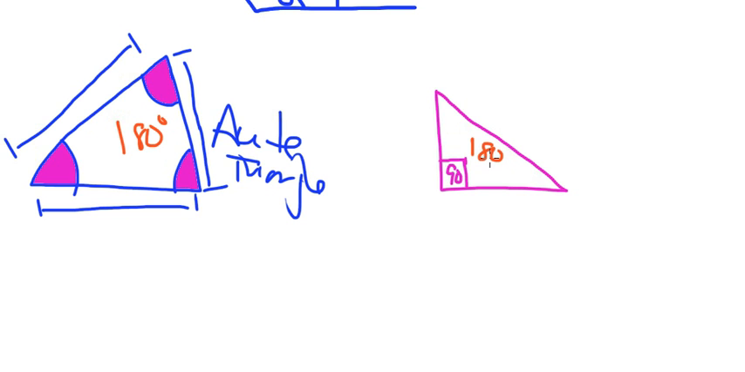Do they have to be? With the right triangle, they have to be 45 and 45. But we're not concerned about that, actually. What we want is to recognize that this is a right triangle.